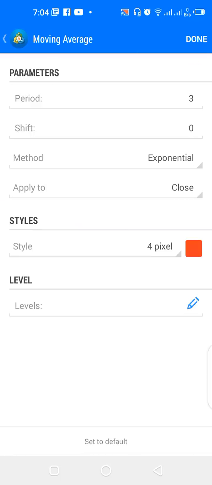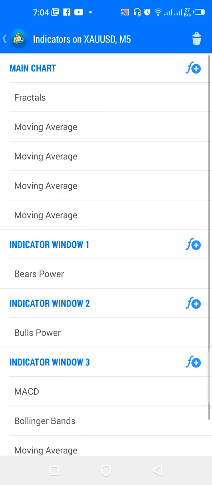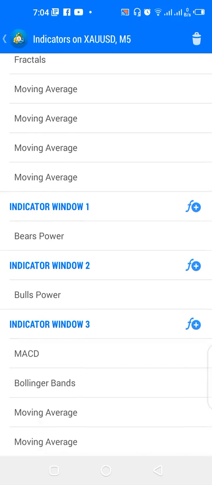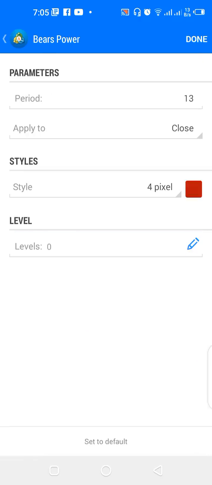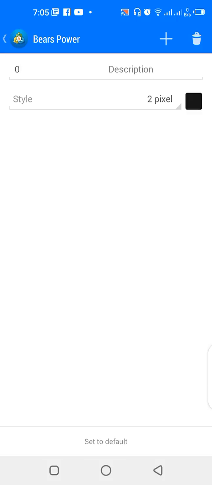And I have a 3 period exponential moving average, apply to close. Shift is 0. Color is red. That's for the main chart. For indicator window 1, I have Bear's Power, period is 13, apply to close, color is red. The level is 0.